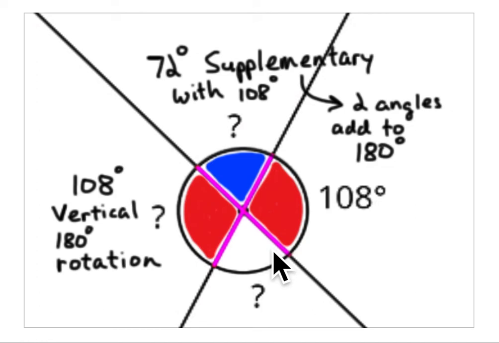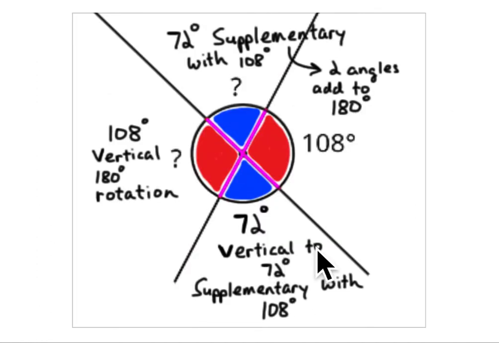2 angles add to 180 degrees. So 72 degrees across the intersection, vertical to 72 degrees. And it's also supplementary with 108 degrees. So it has to equal 72 degrees. Here's the straight line once again. And it's the red angle plus the blue angle. So this side plus this side form a straight line. That straight line is always 180 degrees because it's halfway around a circle. Halfway around a circle is 180 degrees.